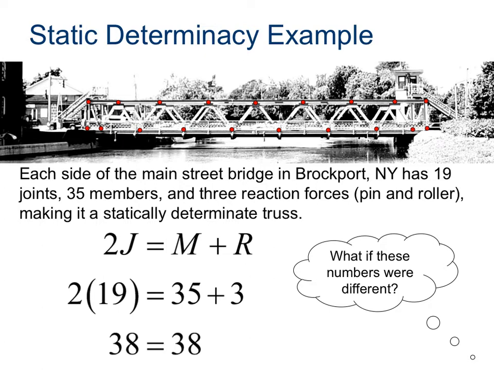We have this Main Street Bridge in Brockport, New York. It has 19 joints, 35 members, and 3 reaction forces, that pin and roller like we talked about, which is a very common setup. And we see that that works out to be 2 times 19 equals 35 plus 3, and 38 equals 38. And it all works out to be statically determinate, which means that we'd be able to calculate all the forces acting within this bridge.